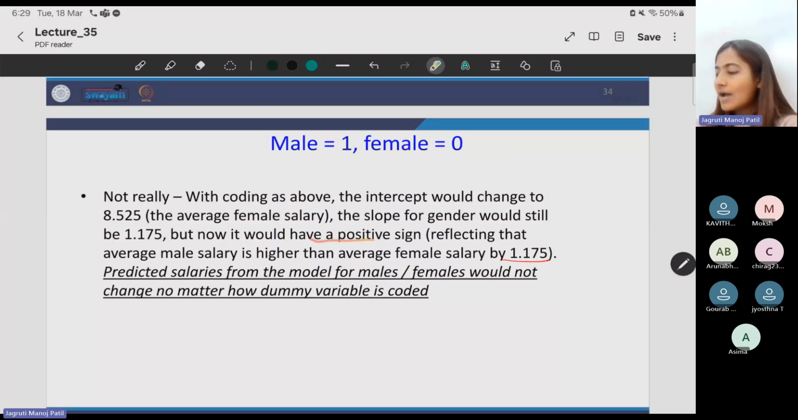Okay. But now it would have a positive sign reflecting that average male salary is higher than the average female salary. So only your conclusion accordingly will change, or the inference that you are taking from the data will change. Okay. So predicted salaries would not change no matter how the dummy variable is coded. So what you find is the predicted values won't change if you change the dummy variables or the order of the dummy variables. Okay.